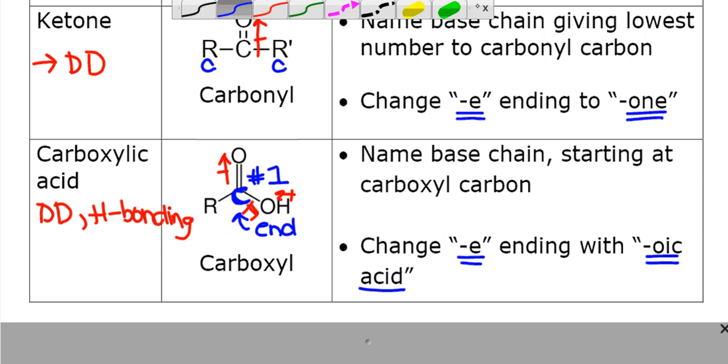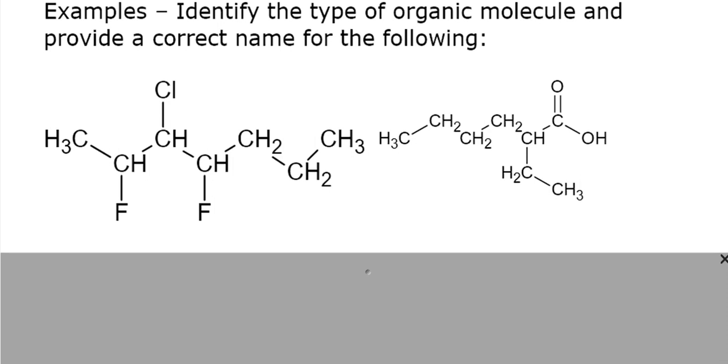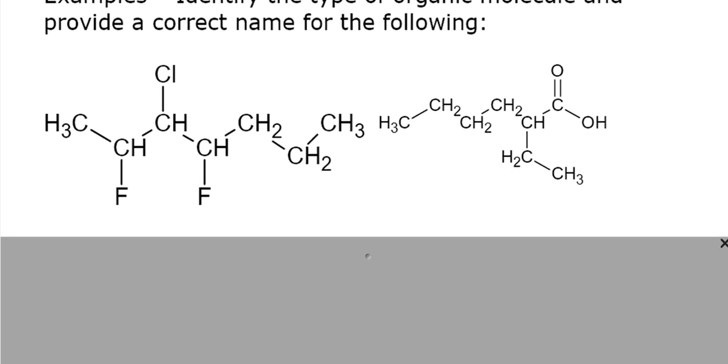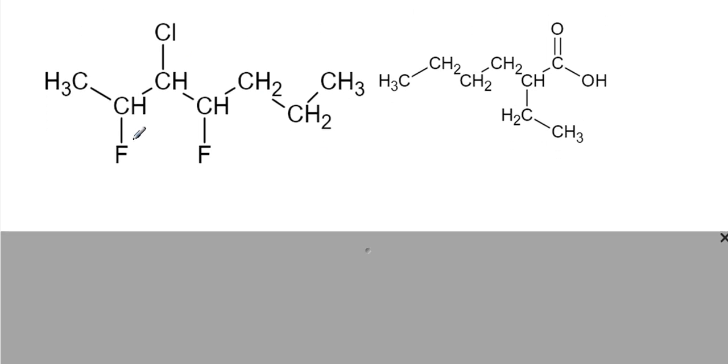So now what we're going to do is start practicing some naming and then some drawing of these molecules. We're going to walk through a few examples together, and then we'll let you try out a few. We're going to try and identify the type of organic molecule we have and give a correct name for it. So let's start with this one over here.